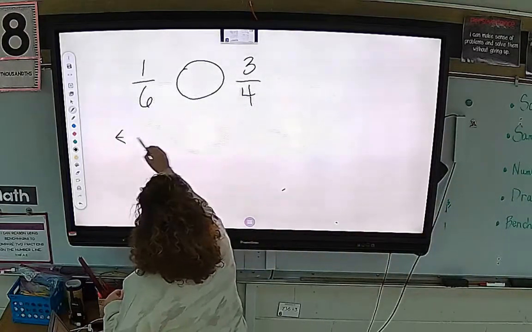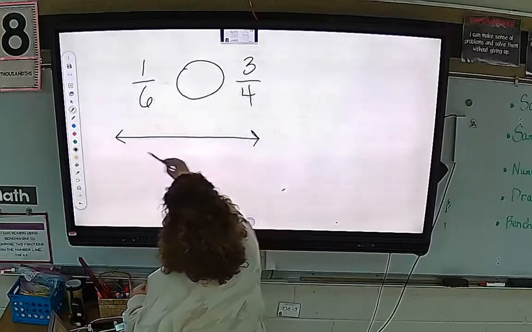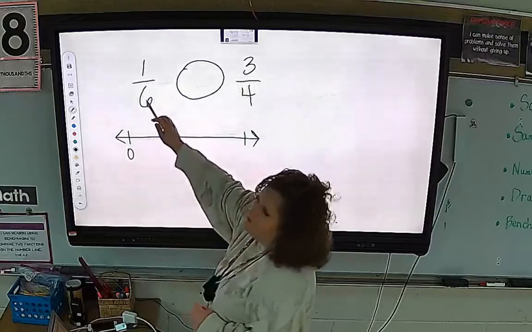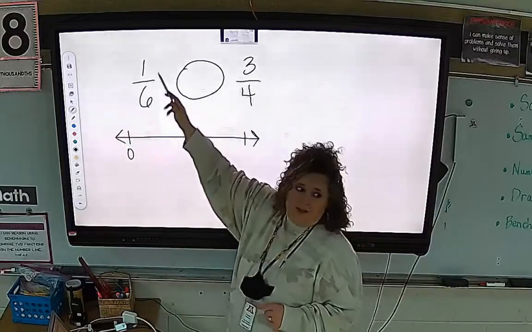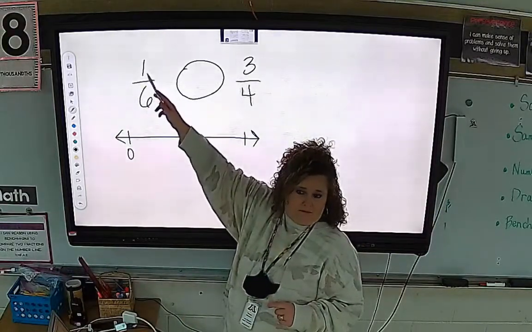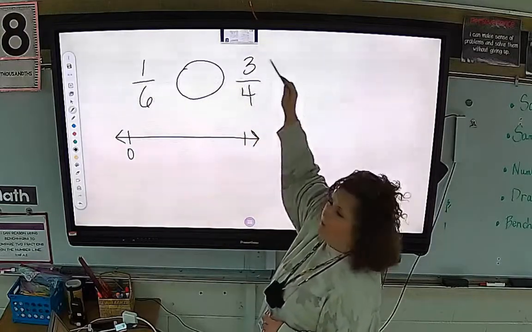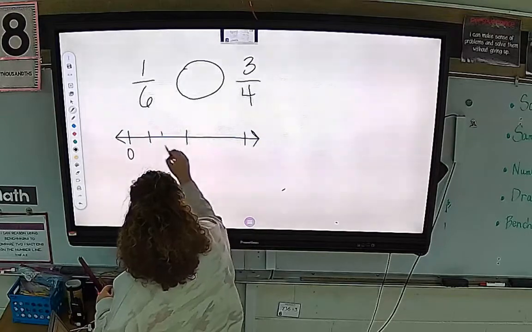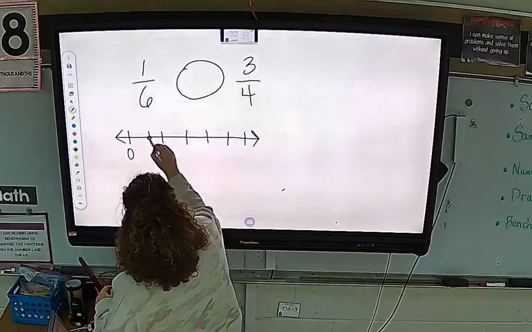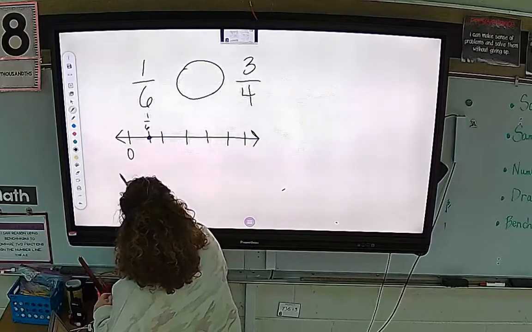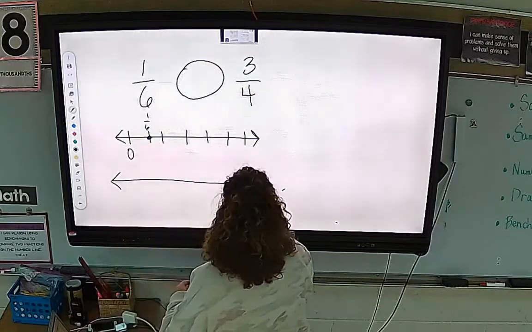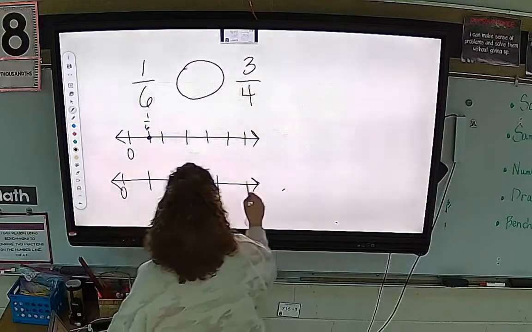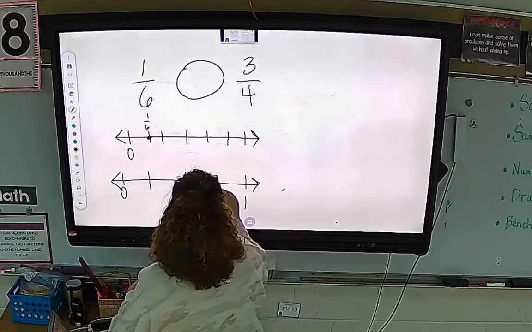3/4 is bigger than 1/6 because 1/6 has small pieces. Smaller pieces, and there's not that many of them. Bigger pieces, more of them. Okay, so if this was cut into 6, 1/6 is right here. If this is cut into fourths, 3/4 is right here.